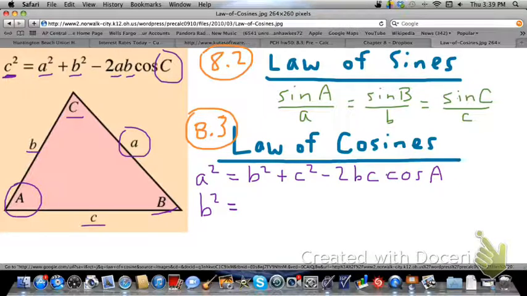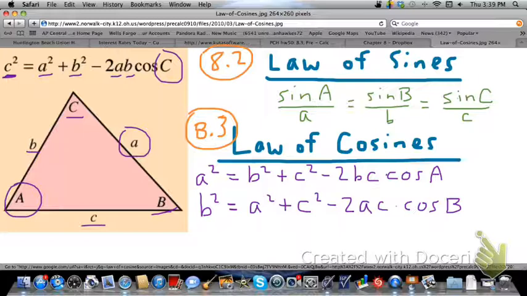If you wanted a squared, or if you wanted a or the angle A, you can plug in all the other values and you'll be able to find whatever you're looking for. If you already did a squared, if you did that right, then go ahead and pause the video for b squared, and I'll go ahead and do that now. A squared plus c squared, so the other two sides, minus 2 times a times c times the cosine of the angle opposite side b, which would be capital B.